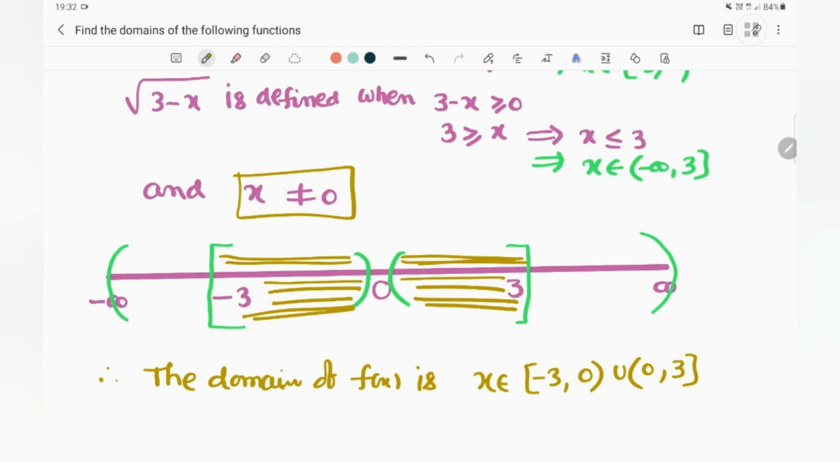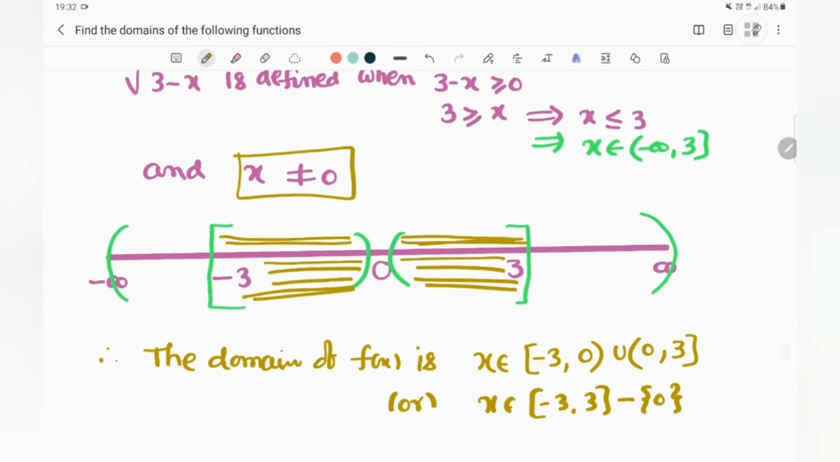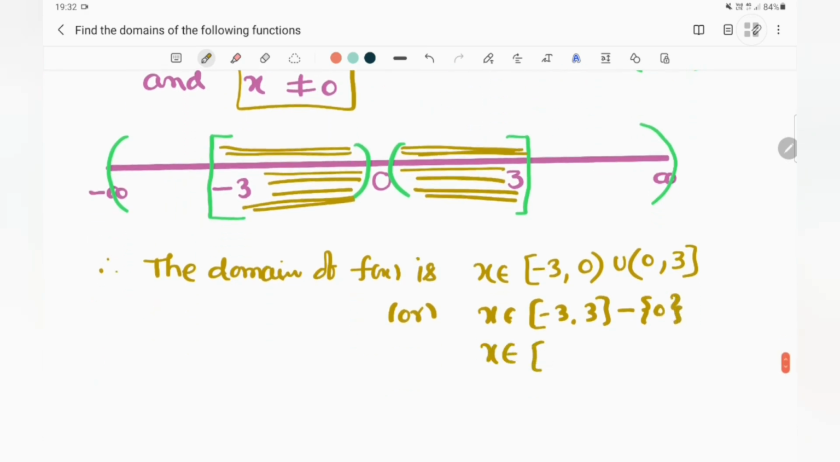The same information we can write it as another representation. Why? Because it will help in the competitive exams itself. X belongs to closed interval of minus 3 comma 3. In this interval 0 cannot be included, so minus 0 we can write it. Or another representation, x belongs to closed minus 3 comma 3 slash 0. Even that meaning is also same. This is the way the domain of the given function. So therefore the domain of f of x is x belongs to closed minus 3 comma 3 slash 0.